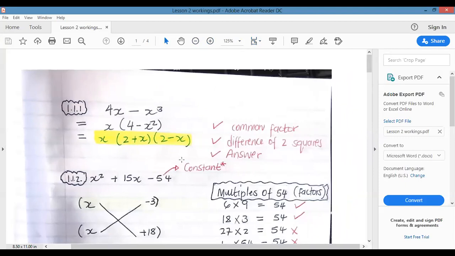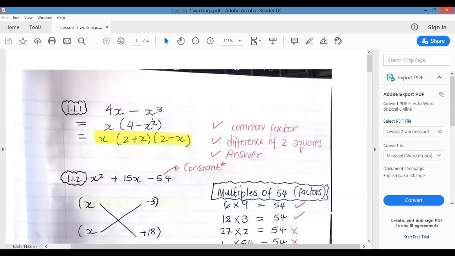This was from yesterday, but I've decided to do workings for you guys. So this was a factorize question, right? You were given 4x minus x cubed. Guys, when you factorize, you must look at what is common between the two terms. Remember, terms are differentiated by a minus or a plus.